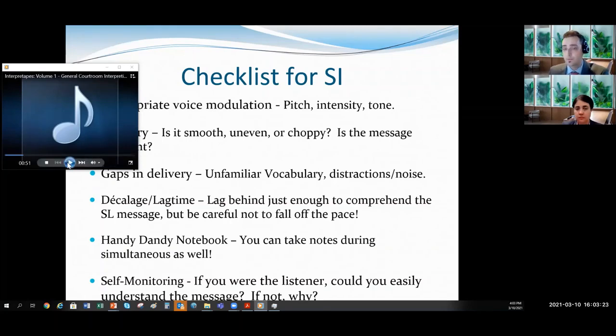Okay, so just a very brief demonstration of shadowing. I was listening to the exercise.